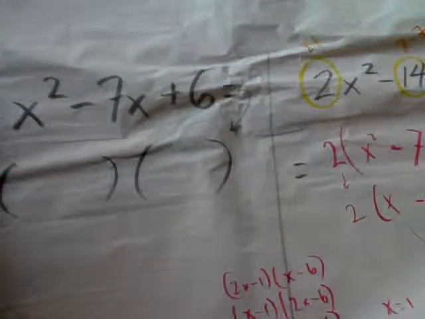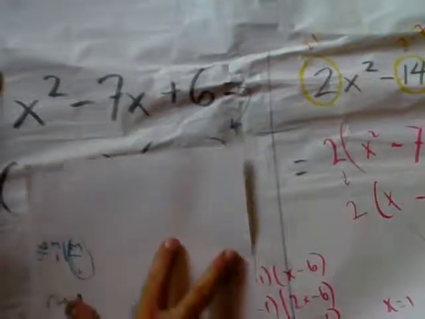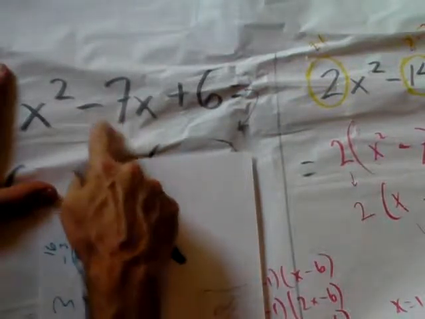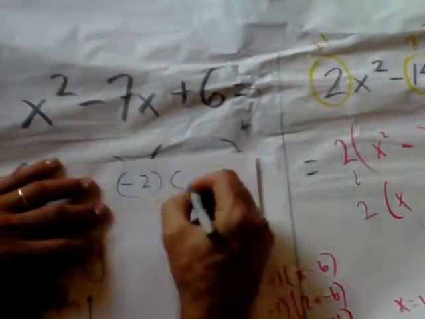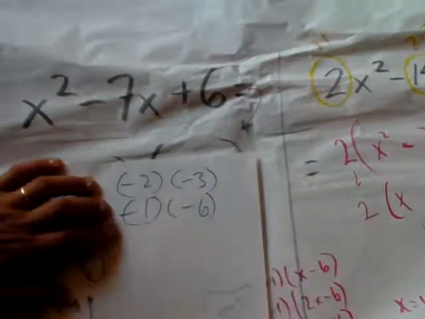Now, when you have one of these situations, you got factors of 6 and you got this -7, we know something's going on here. That's a lot of negative and that's positive. So this has got to be a negative times a negative to make that. So it could be like -2 times -3, -1 times -6.